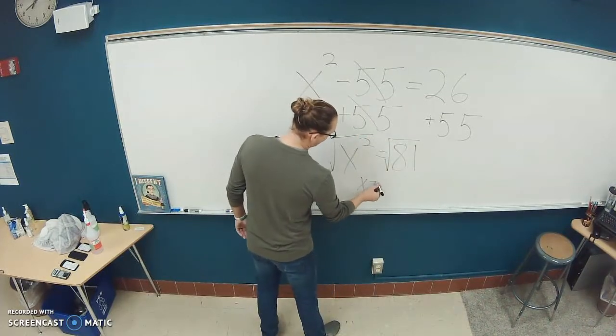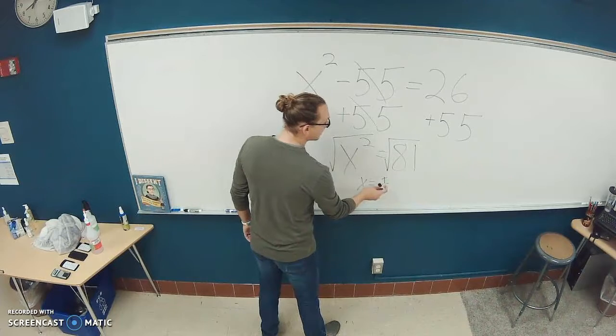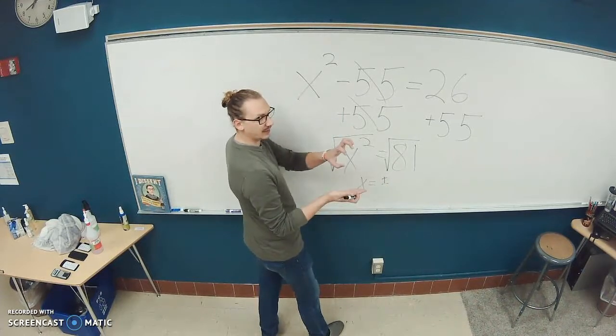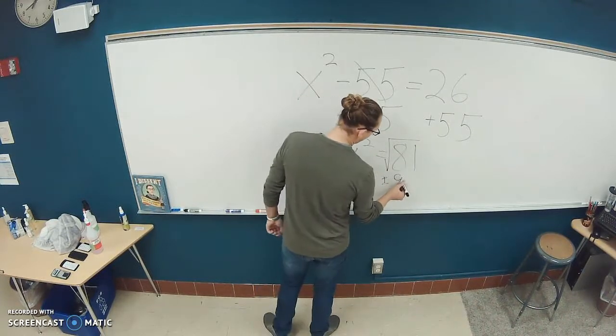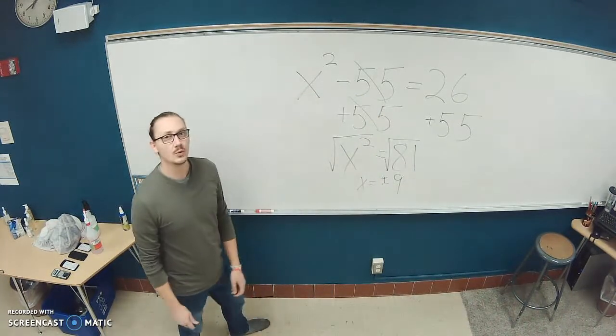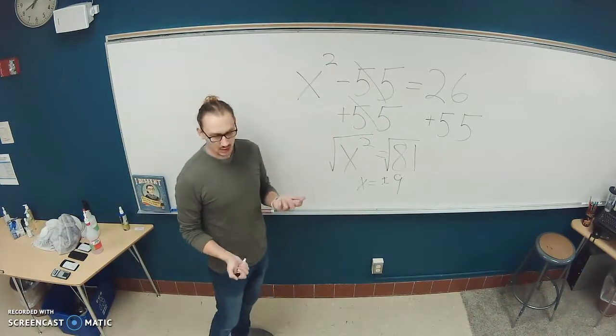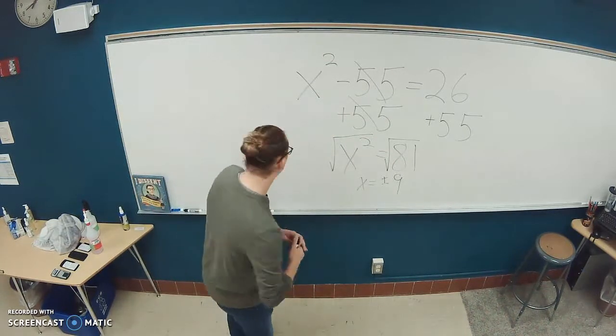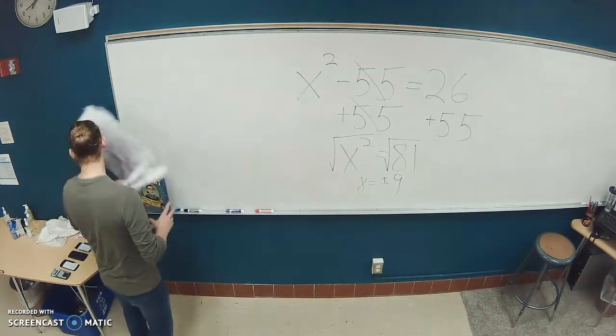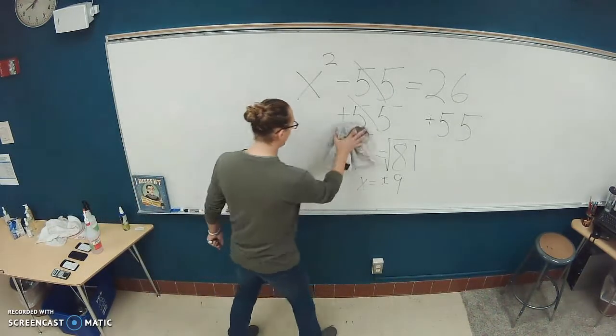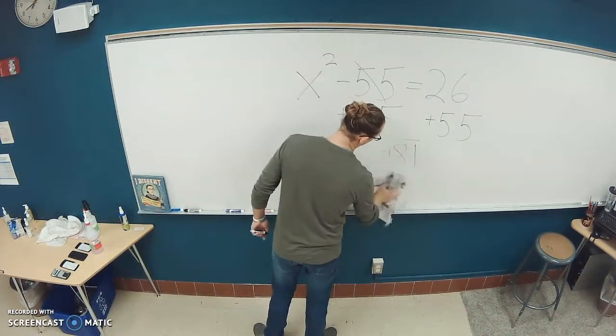X will equal plus or minus. That's the plus or minus symbol. It's kind of a plus sign over a minus sign. The square root of 81, which is 9. It may behoove you to know some of your perfect squares. Let me give you a list of them, and then we're probably going to call it there.